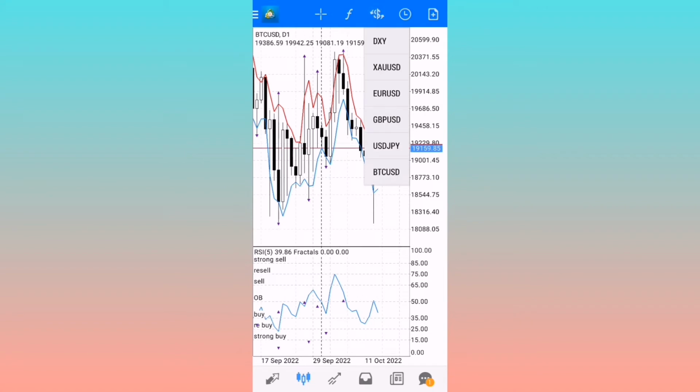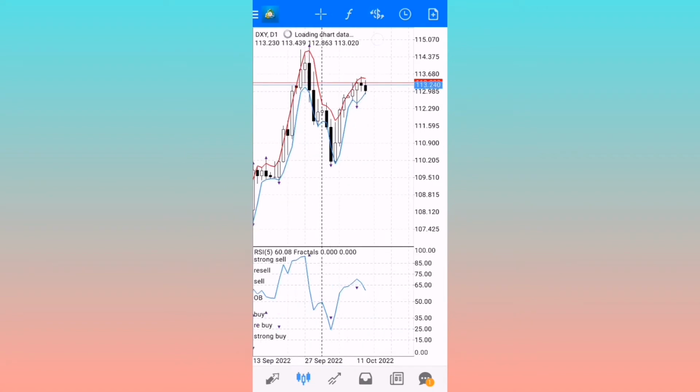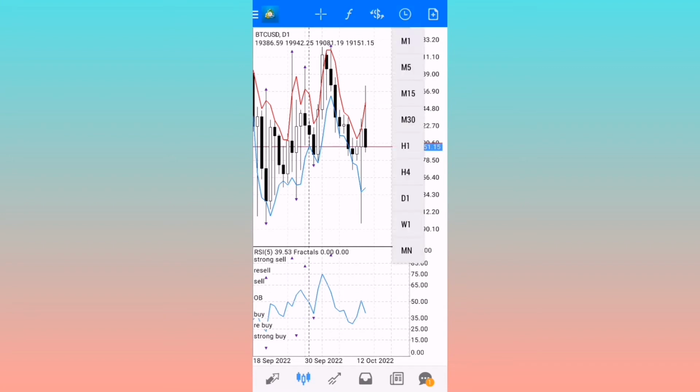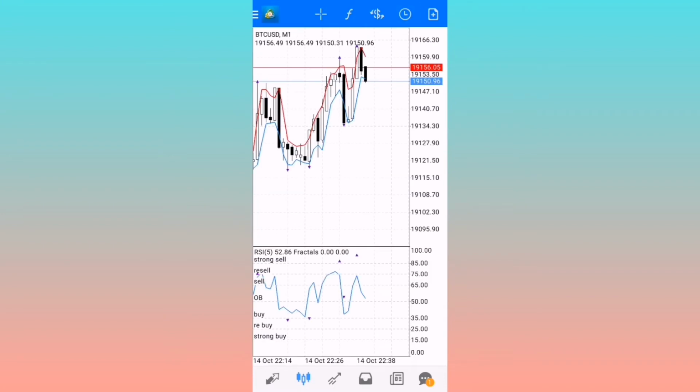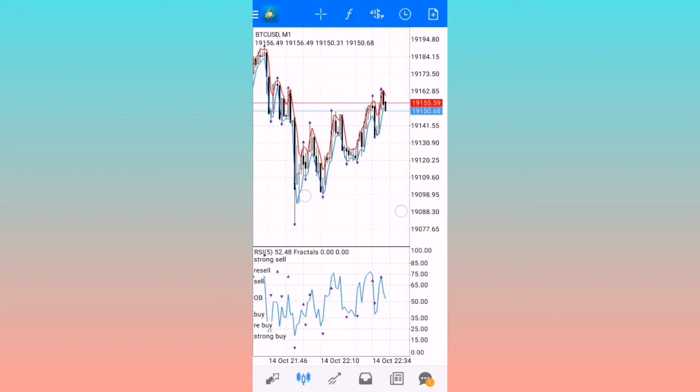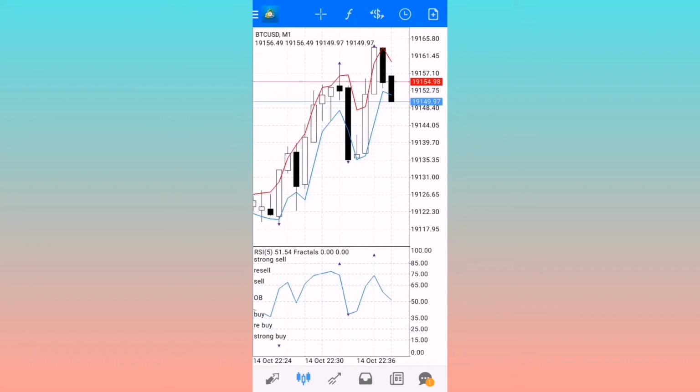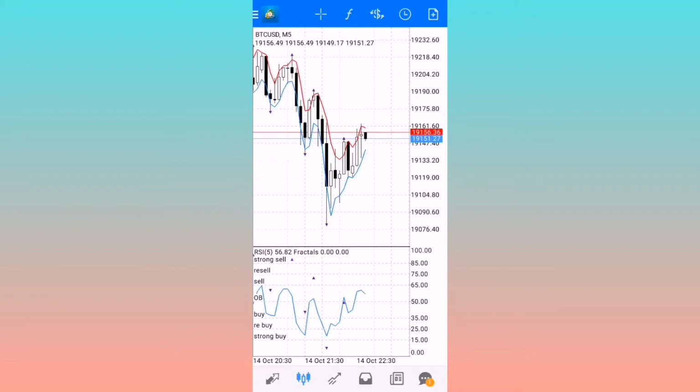The next is the $ sign button. Here you can see the asset that you chose to trade. The next button is the time sign, where you can see the charts according to different time frames. M1, each candle ends per 1 minute. So the candles that you can see in this chart are in the M1 time frame.